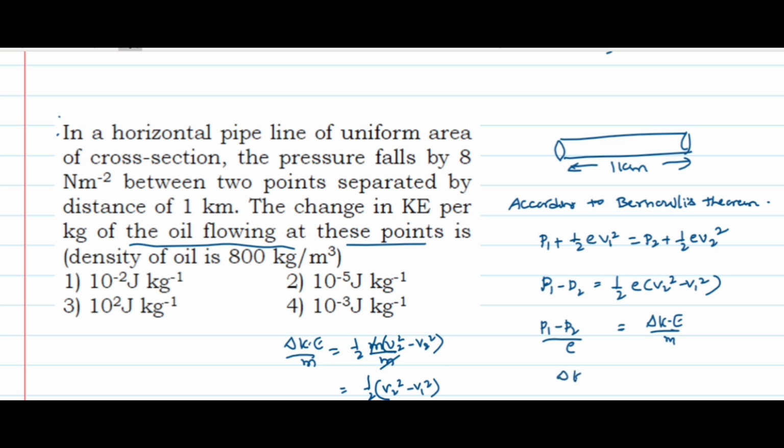Therefore the change in kinetic energy per unit mass will be equal to the pressure fall, which is given as 8 Newton per meter square. P1 minus P2 divided by the density, which is given as 800, so 8 by 800 you can write as 10 power minus 2 joule per kg.